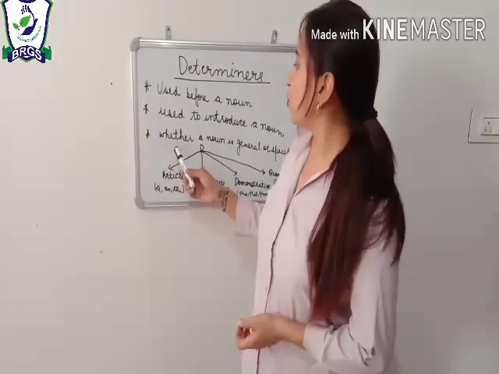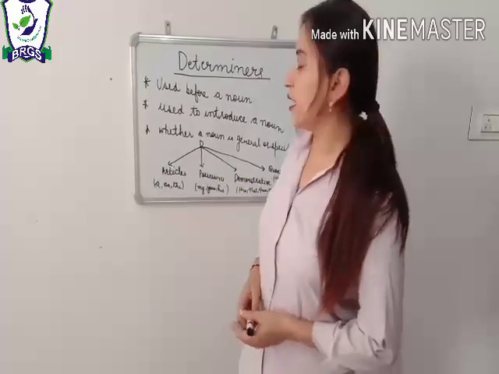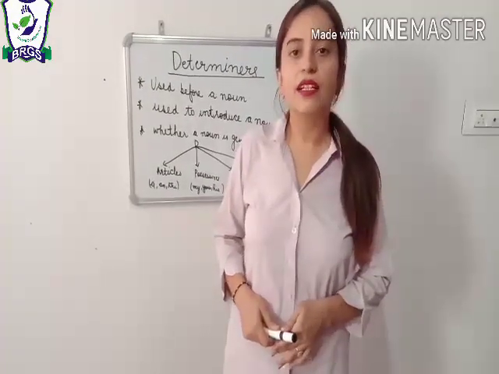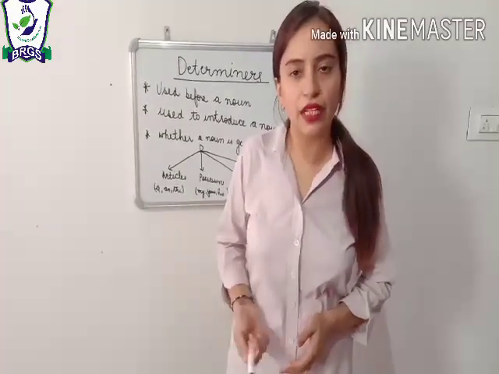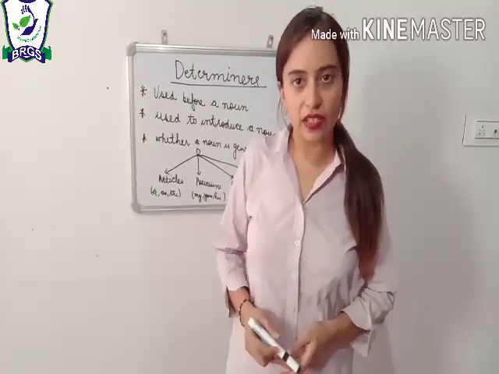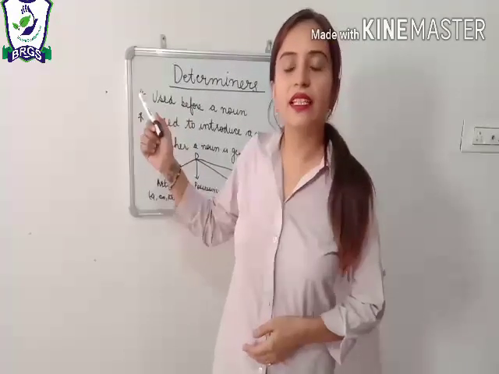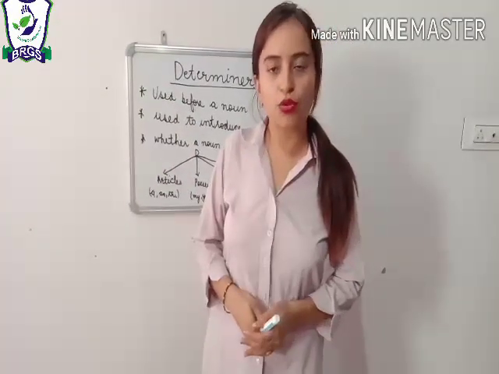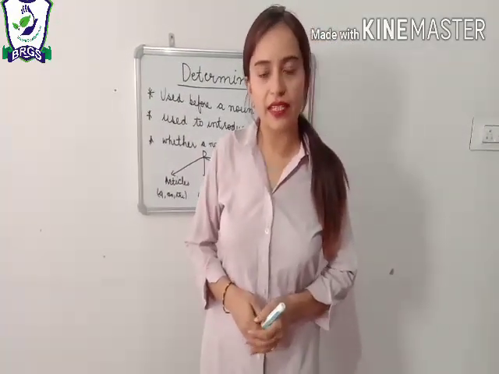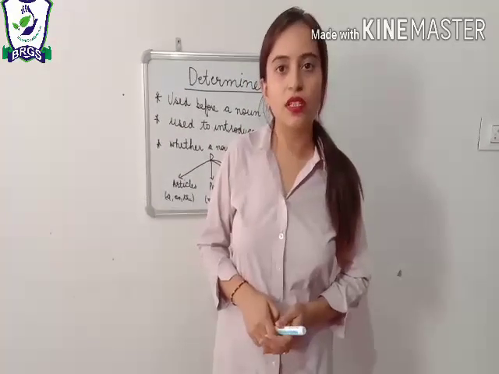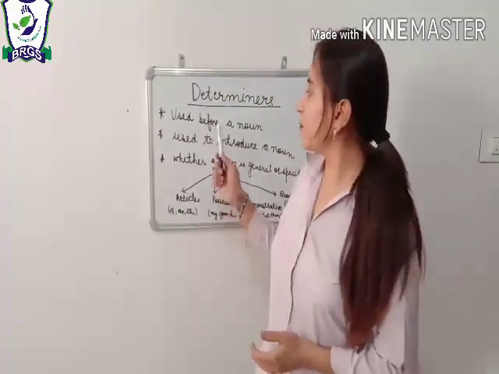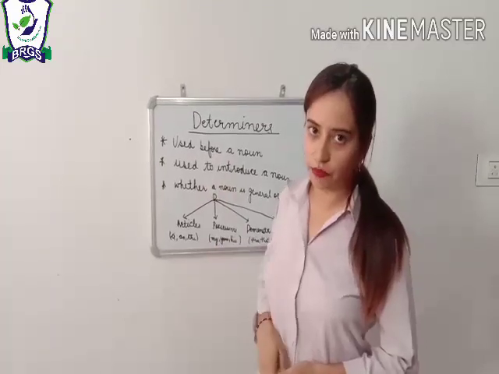They are used to tell whether a noun is general or specific. So these are determiners. Determiners क्या होते हैं? They are the words which are used to introduce a noun in a sentence, and they are always used in the sentence before a noun.